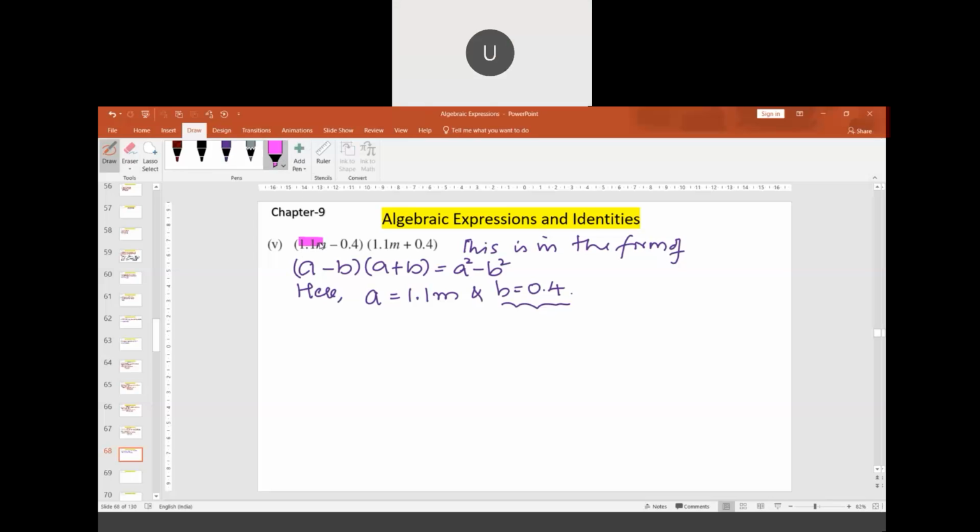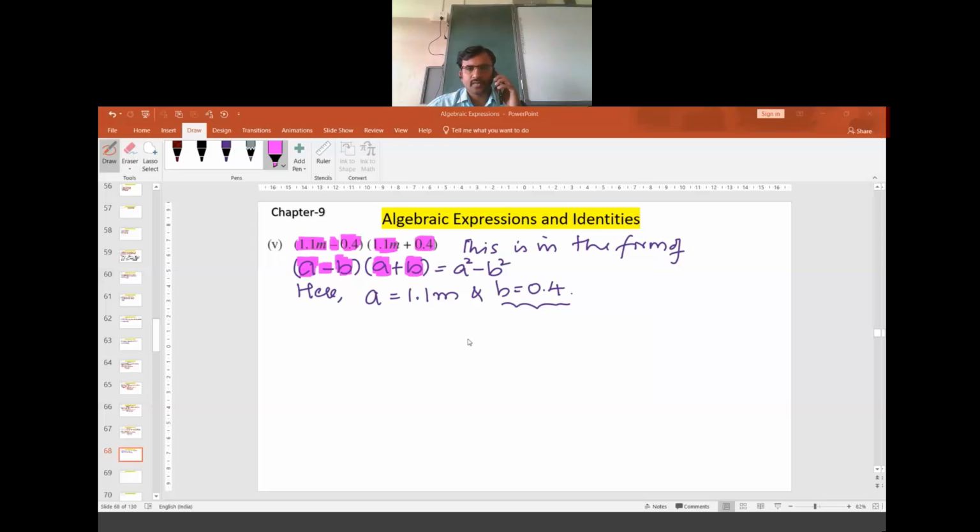1.1 m and a are compared, they are equal. 0.4 and b are equal. This minus and minus, they are equal. It's like one-to-one comparison. So the value of b is positive 0.4.